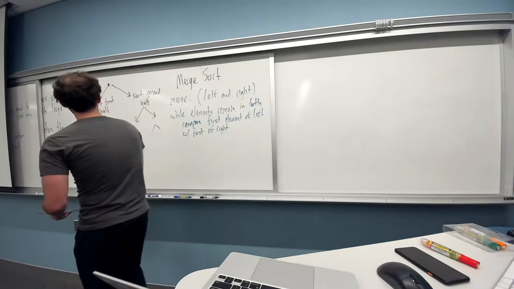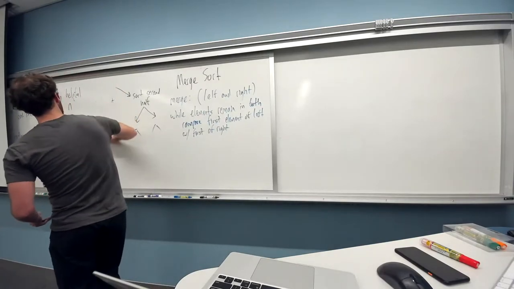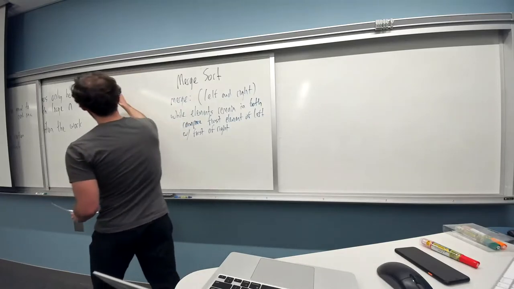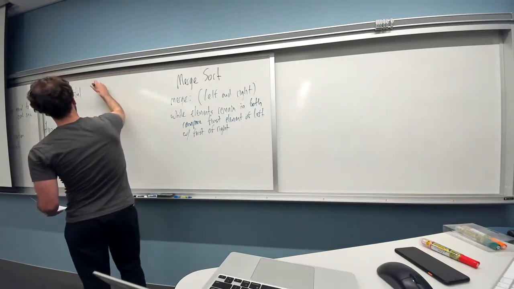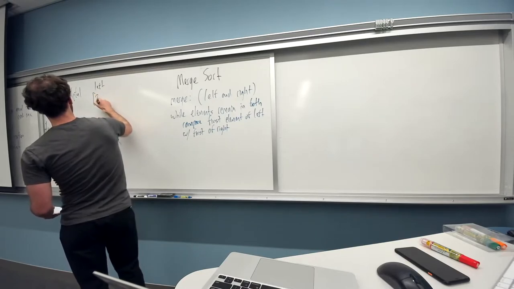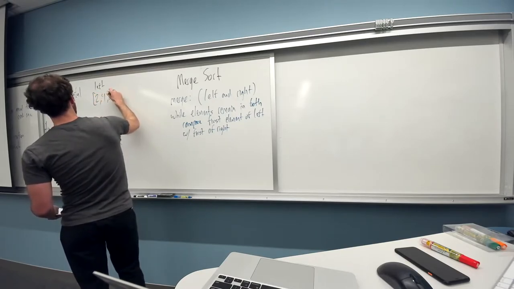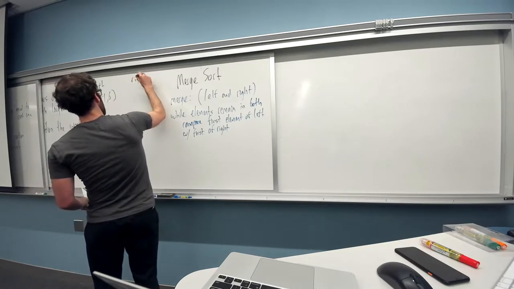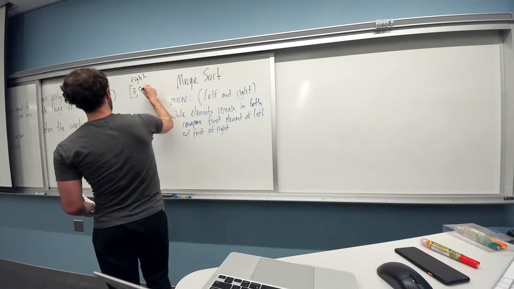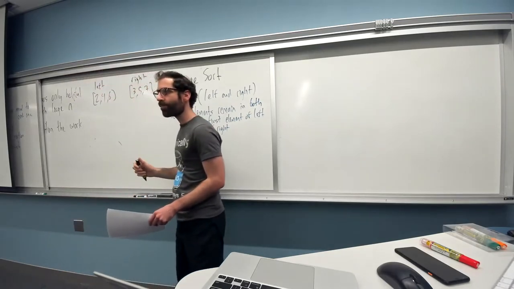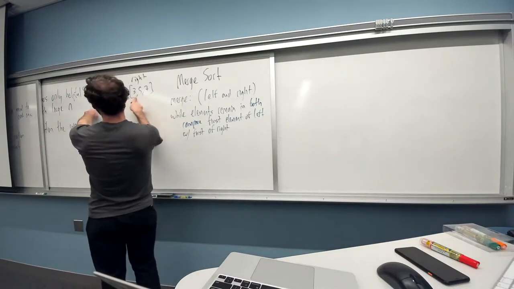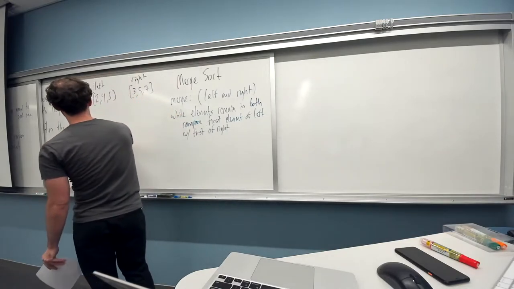So, in a specific example, I have left is sorted 2, 4, 6, and right is 3, 5, 7. And so I'll compare the first elements.